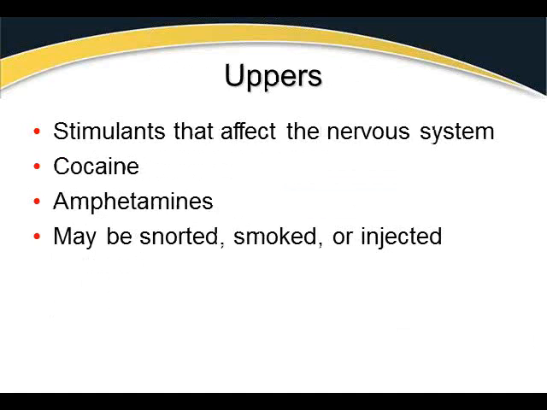So, some general categories of substances that we may be dealing with. Uppers. Uppers are stimulants that affect the nervous system. Cocaine, amphetamines, caffeine are uppers. Cocaine and amphetamines usually are intended to keep you going, keep you up, keep you awake. Cocaine and amphetamines both are used medicinally.